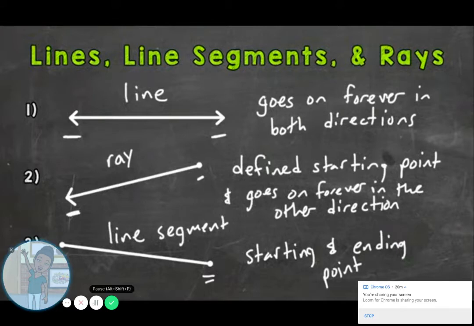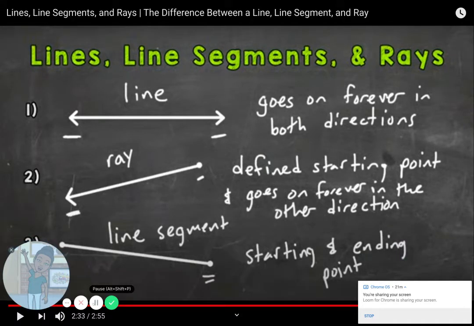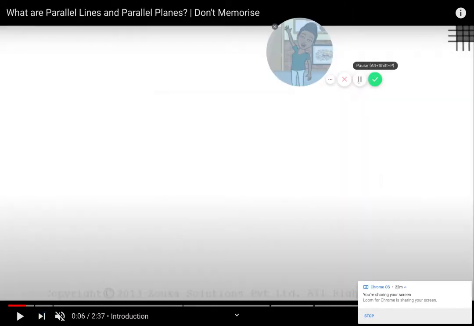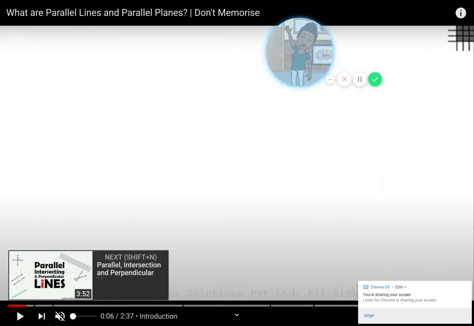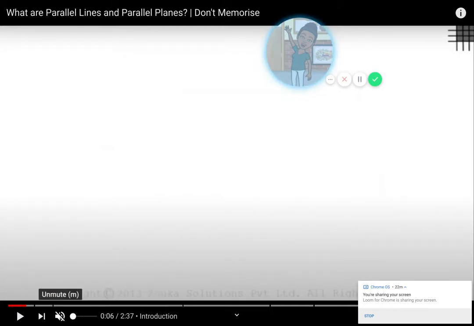So just to recap here, a line goes on forever in both directions. Make sure that you have those notes. A ray, there is a defined starting point and goes on forever just in one direction. A line segment, there is a starting and end point. That's not all we have to learn about lines today. Let's take a quick look at parallel lines.